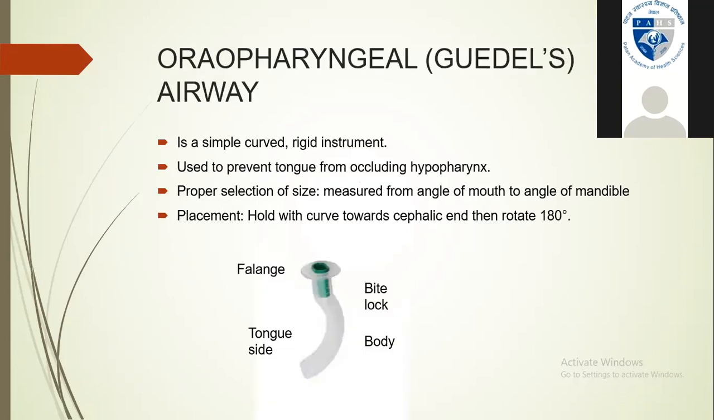The first one we'll be talking about is the oropharyngeal airway or Guedel's airway. This is a very simple instrument that can be used to prevent fallback of the tongue. The basic parts are: it has a flange, a bite block, and a body, and this curved side is the tongue side. So it will prevent the tongue from falling back.